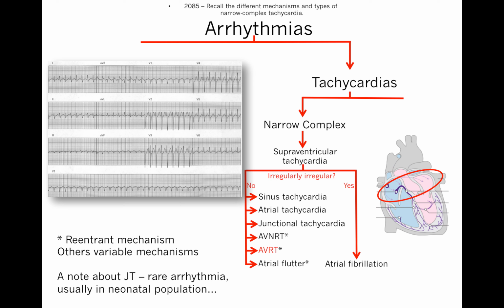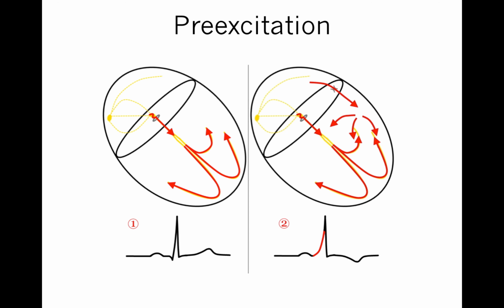AVRT is atrioventricular reentrant tachycardia, and it also relies on a second pathway going down to the ventricle, but it's not within the AV node. As it happens, most of us have only one pathway from the atria to the ventricles, and it's within the AV node. Some of us have a slow pathway and a fast pathway within the AV node, and this could cause AVNRT. But there are a group of people who are born with an extra pathway going from the atria to the ventricle, and we call this an accessory pathway.